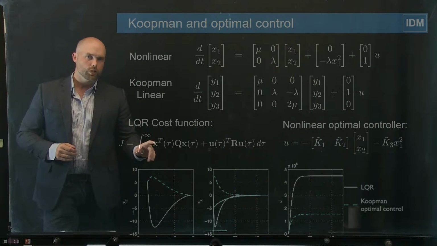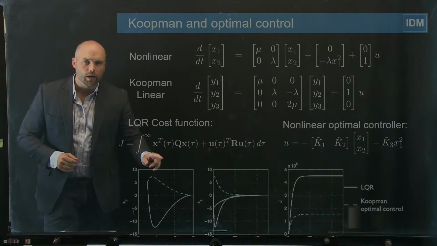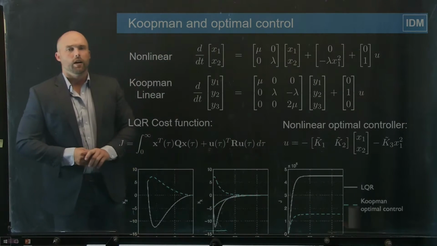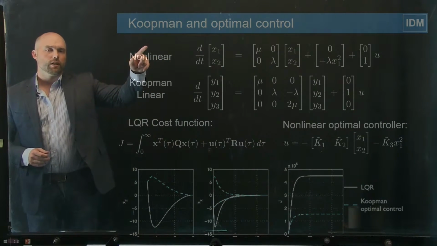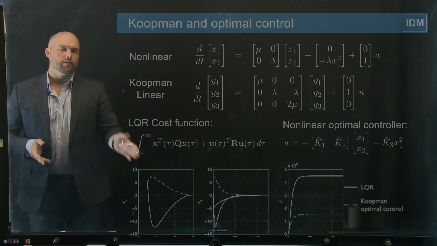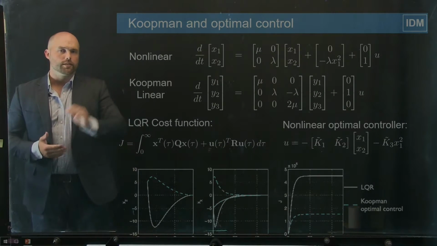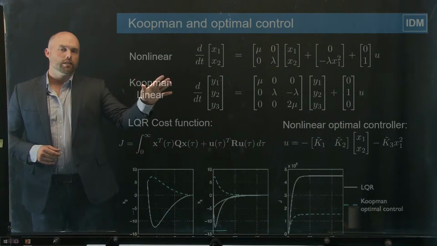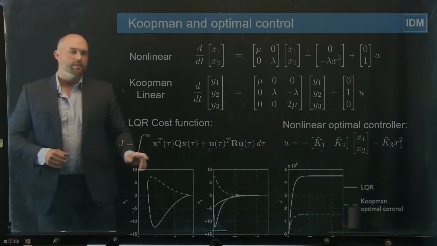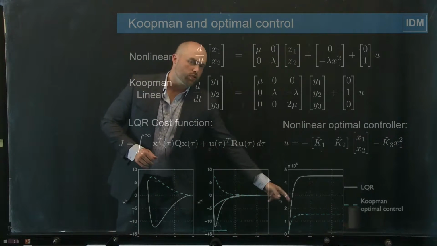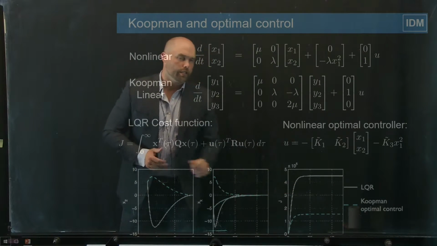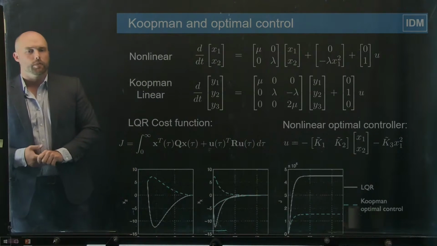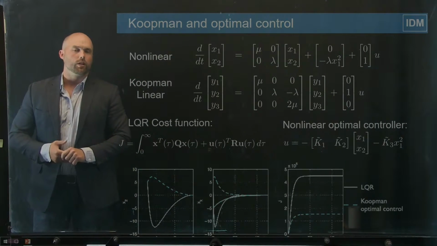So you can see x1 and x2, as well as the cost function over here. Now, typically you would linearize this nonlinear system around an equilibrium and develop your controller around that linearized system. But because we have a Koopman linear system, we can design a nonlinear optimal controller, and we get substantially better results using that Koopman nonlinear optimal controller versus linearizing our nonlinear system and applying a standard linear quadratic regulator.